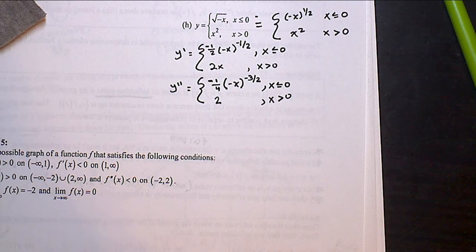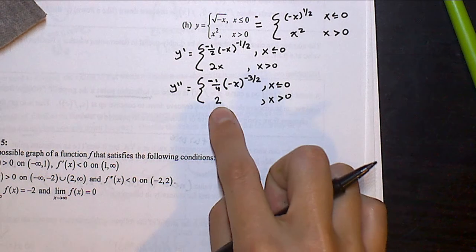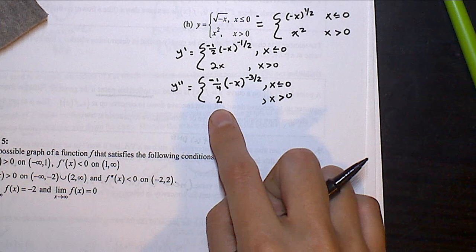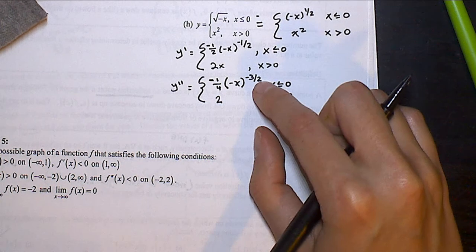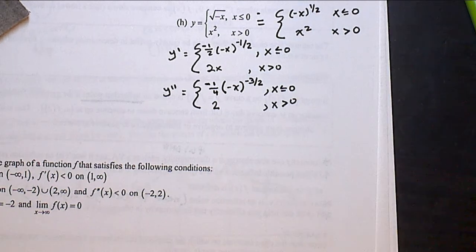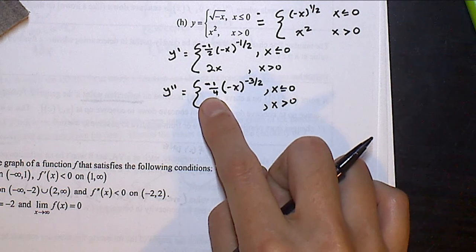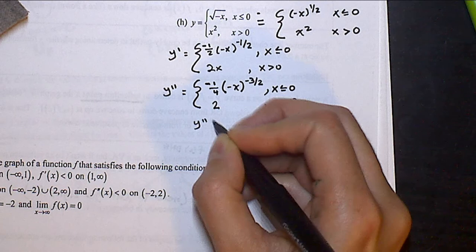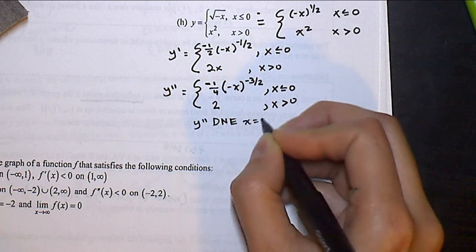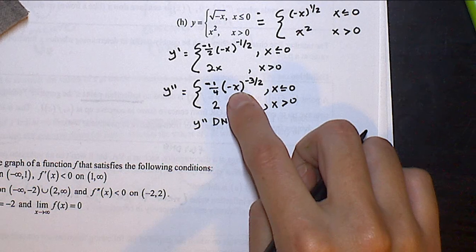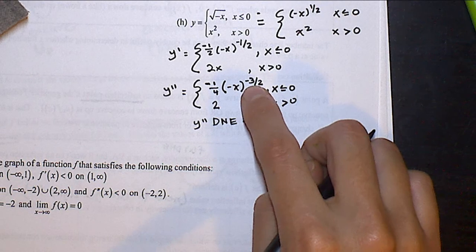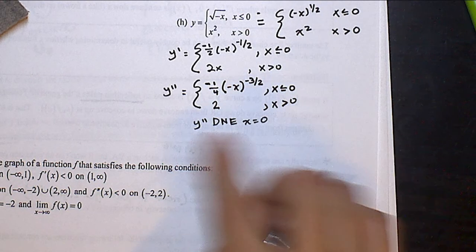So we want to figure out where this derivative might equal 0. This second part, obviously that's never going to equal 0, and that's never going to not exist. So we really just need to look at the first part of this piecewise function. For this piecewise function, there's no value of x that would make this 0. However, y double prime does not exist when x equals 0. So if I plugged in 0 here, since this is a negative exponent, you would have 0 in the denominator, which would make y double prime not exist.